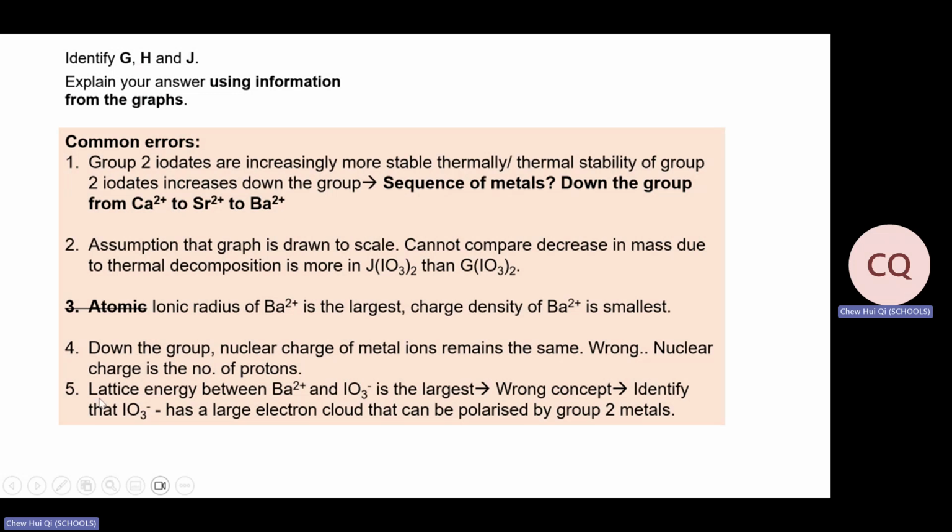And finally, some of you mentioned that the lattice energy between barium and IO3 minus is the largest. Wrong concept here. You have to identify that IO3 minus has a very large electron cloud that can be polarized by group 2 metals. Okay? So I hope this is clear for you guys. That's all for question 6.